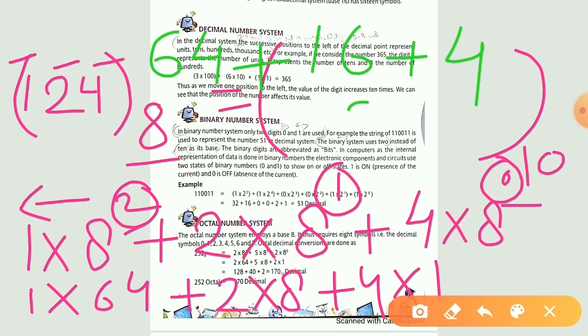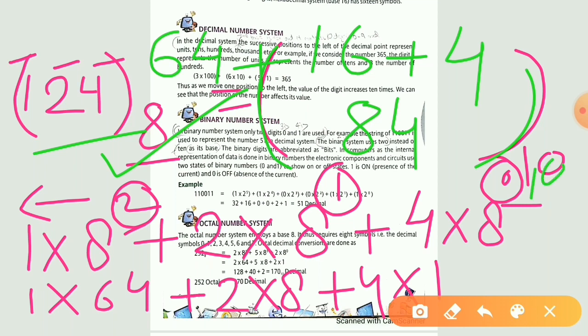So you will be getting 84 as an appropriate decimal number. Okay, so 124 with the base 8 will be giving you what? 84 with the base 10. So this is how, students, we are going to convert our numbers. This is basically the conversion of your octal number system into your decimal number system.